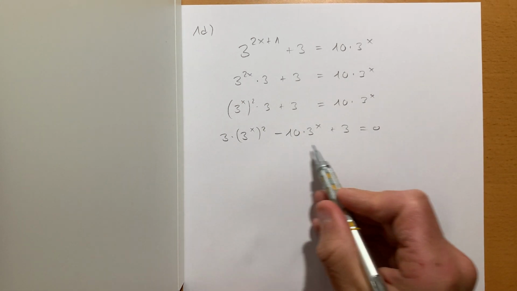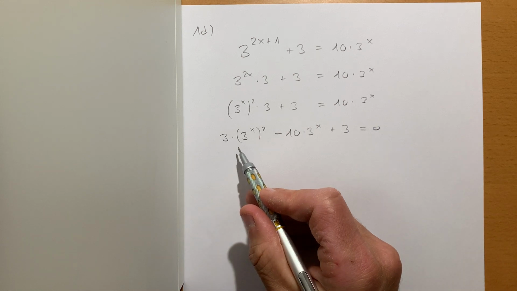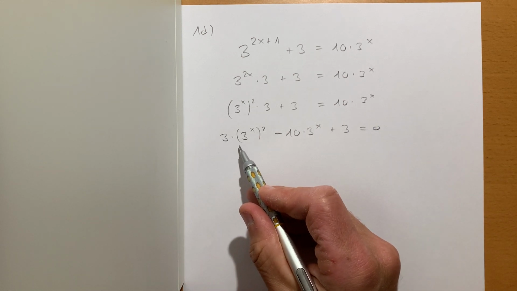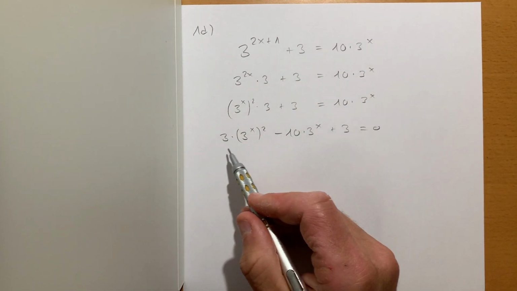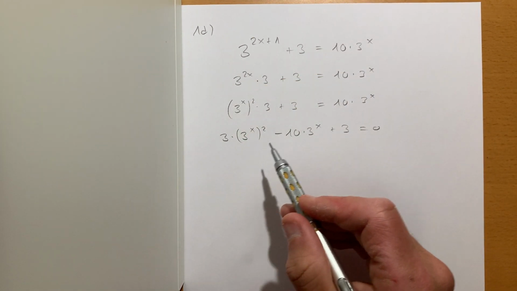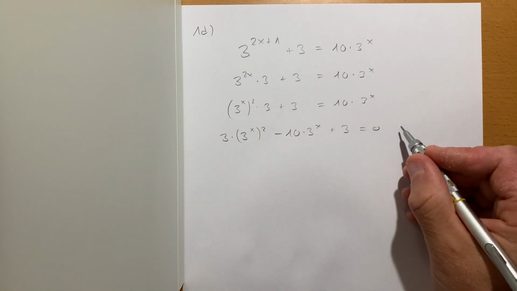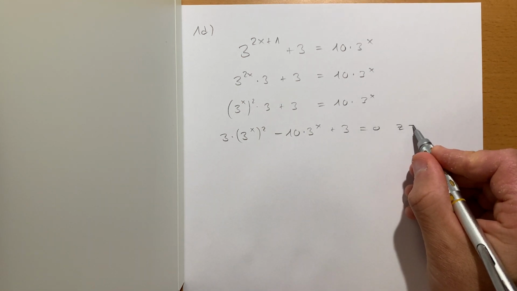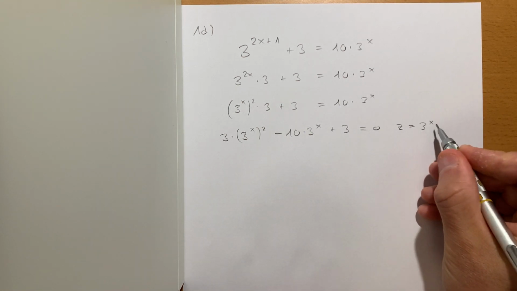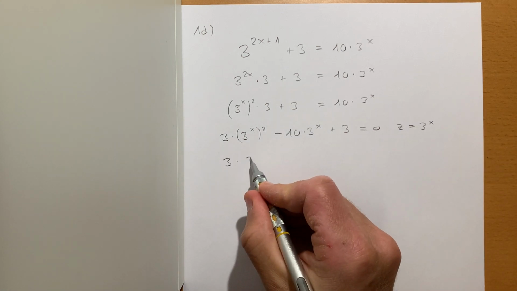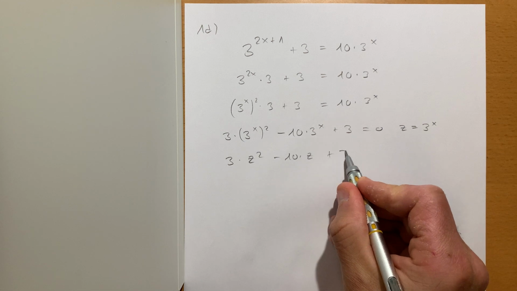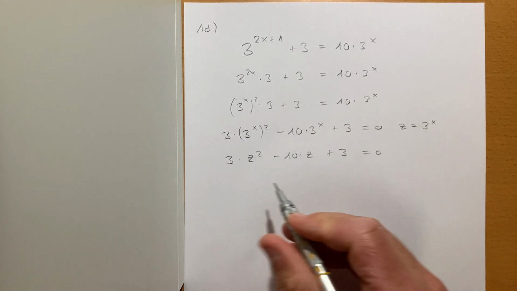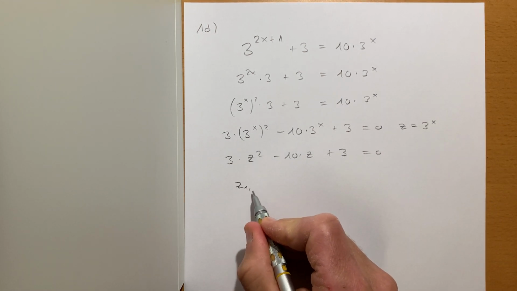And now you can clearly see that it is a quadratic equation in 3 to the x. This is not a quadratic equation in x, but it is a quadratic equation in 3 to the x. So let's substitute: z is equal to 3 to the x. So 3 times z squared minus 10 times z plus 3 is equal to 0. So let's use the formula.